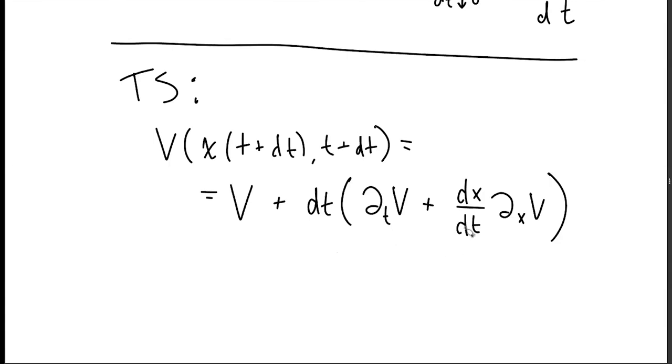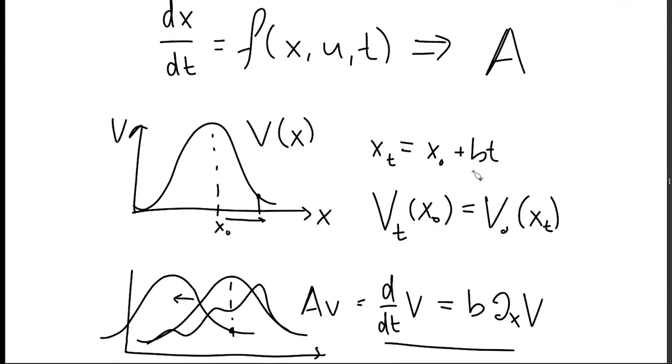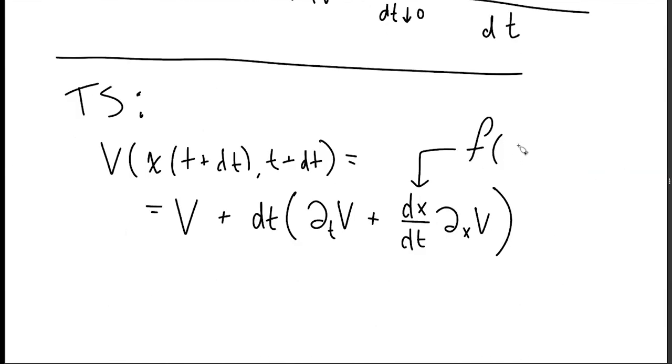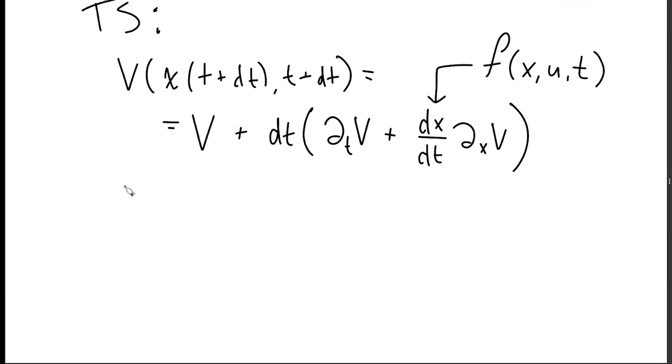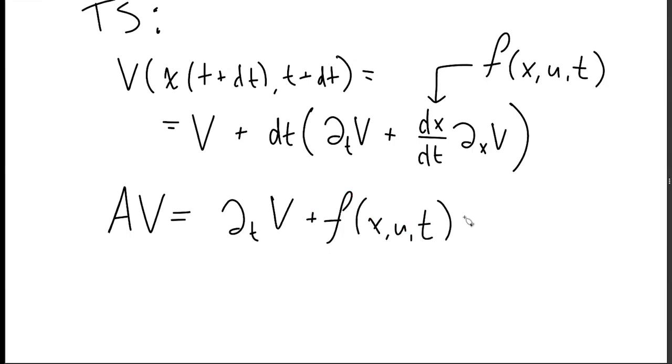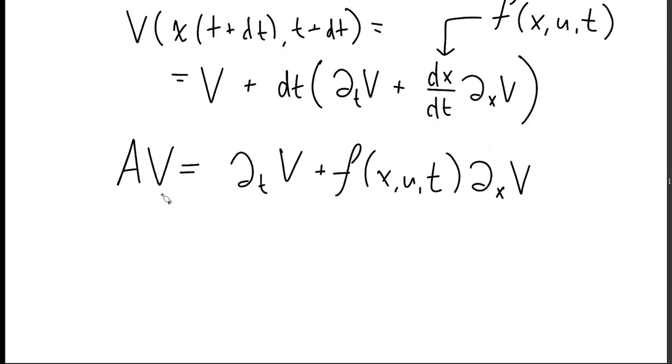But this thing, dx dt, is just given by our dynamics, right? So in the general case, this is going to be some f of x, u, t. And so if we're trying to find what this AV is, in this case where we have a deterministic ODE that is evolving our state over time, this is going to be just partial t v plus f of x, u, t times partial x v, which is again an advection equation. So that is what A is in the deterministic case. That is what our infinitesimal generator is.